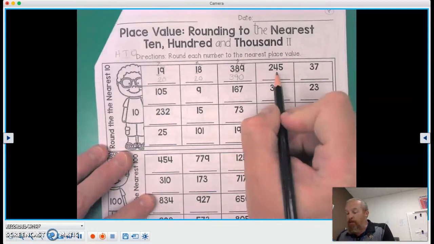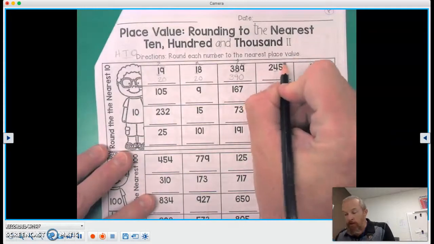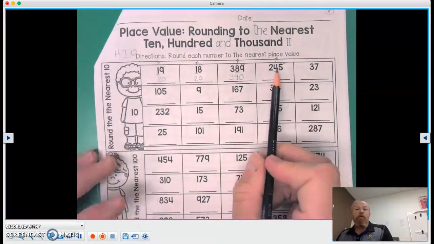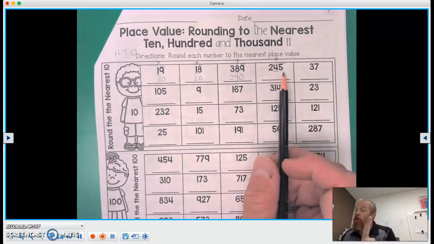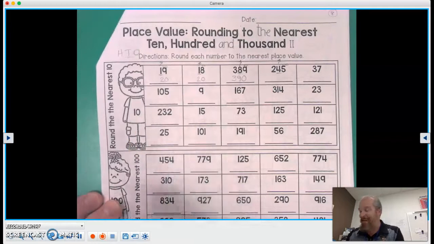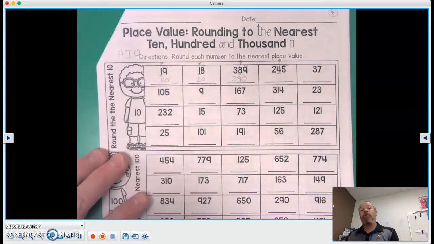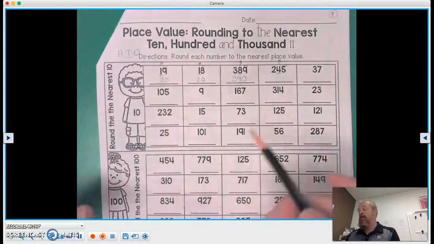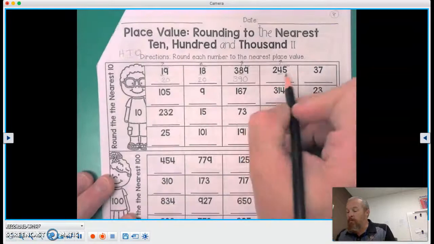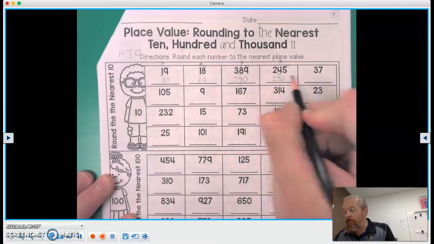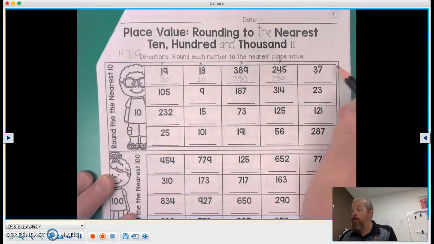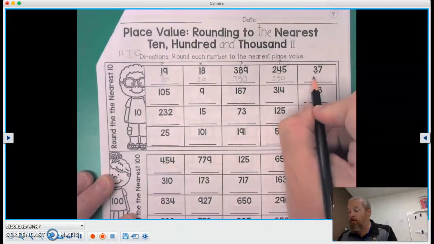245. We locate our tens column, look next door. Now you might say, oh, there's a 4 there, and the 4 says let it rest. No, we're looking at place value. The 4 is in the tens column. We look at our 5 to figure out whether we raise the score or let it rest. 5 or more, raise the score. So this goes up to 250. Locate our tens, look next door. The 7 says raise the score.